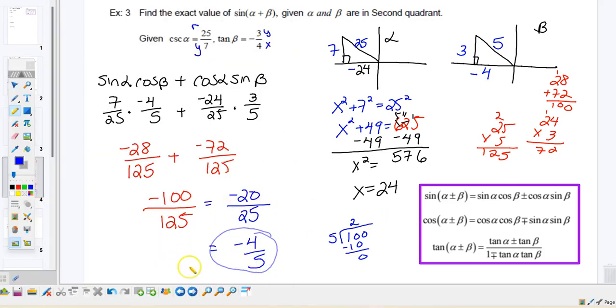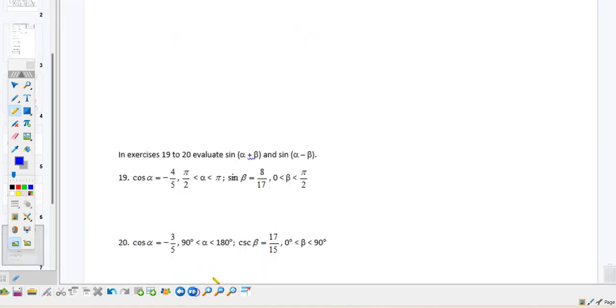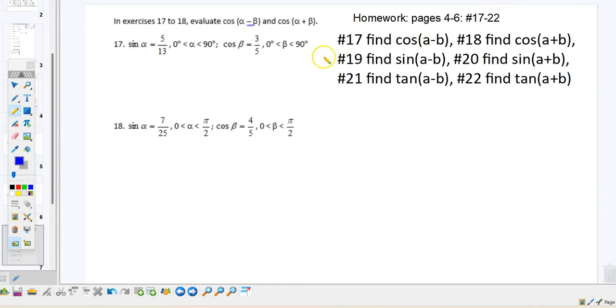Sorry about that. Okay, for homework, you've got to read your calendar carefully. For number 17, at the top it says evaluate alpha minus beta, alpha plus beta for cosine. So for 17, just find alpha minus beta. For 18, find cosine alpha plus beta. So you'll use the same picture for 17. No, I take that back. Not the same picture. 17, draw a picture. 18, draw a picture. And just find one identity that we specifically give you on your calendar. Same thing for 19, 20, 21, and 22.